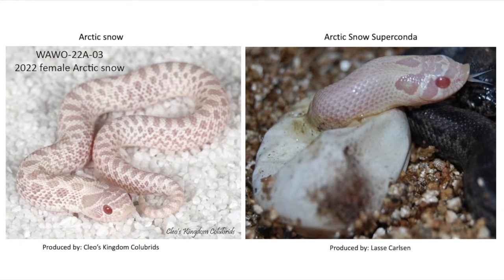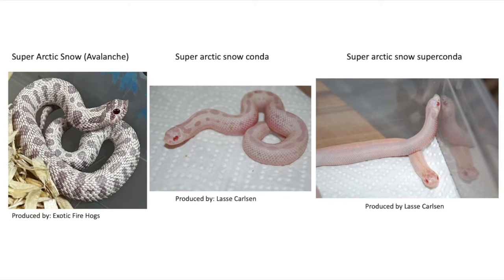And let's go a step further. We have the super Arctic snow, also called the avalanche. And then in the middle, we have the super Arctic snow conda. And then we have the super Arctic snow superconda. So this combination is pretty new to the hobby. Not too many people actually have super Arctic snows.